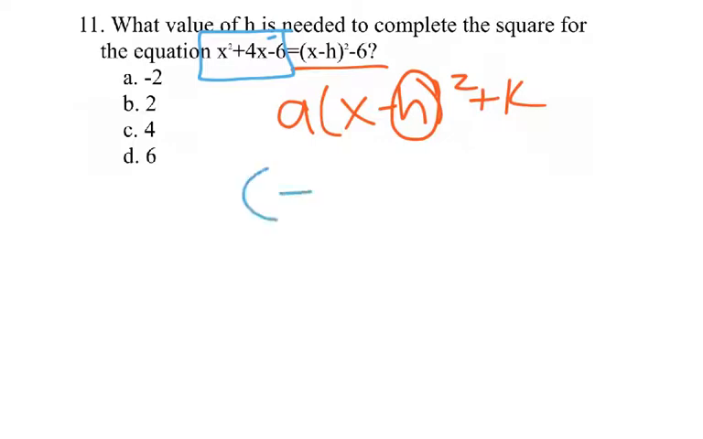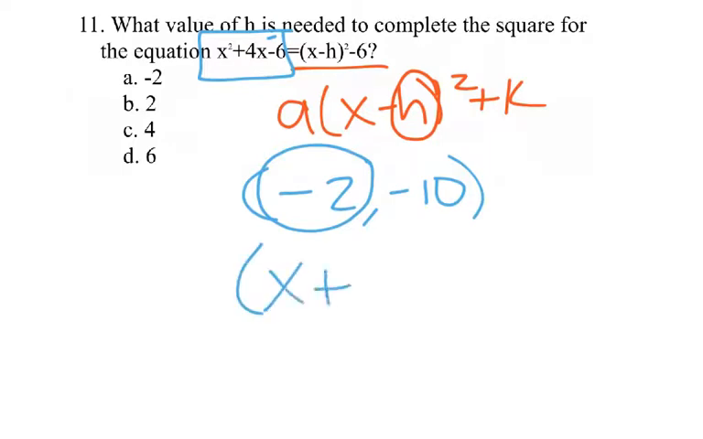So I got the vertex was at -2, -10. It only asks for the h value, so the h coordinate. But remember, I always change it to its opposite value when I plug it into the function. So I'm looking for the answer 2. If that makes sense. Oh, no, I'm sorry. I'm looking for -2. Okay.